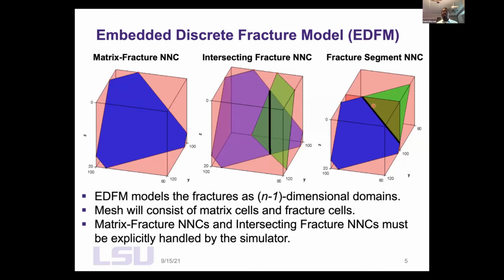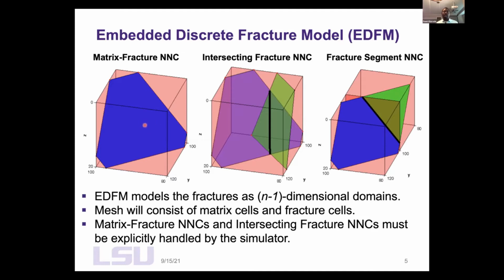And the last here is fracture segment NNC, which will be fracture cells that are part of the same fracture plane. So technically, these are not really non-neighboring connections, right? Because they are neighbors. And MRST will handle these just like it handles two neighboring matrix cells. And then you easily calculate the transmissibility. So these two are the main NNCs we need to worry about in HFM. And I should say the matrix cells are meshed independently of the fracture cells.